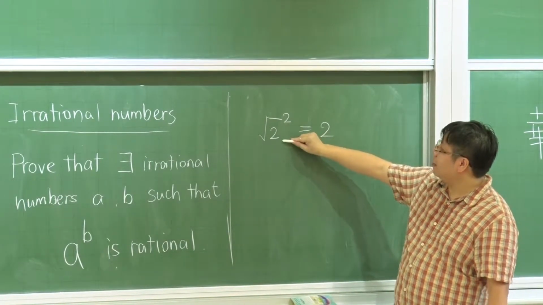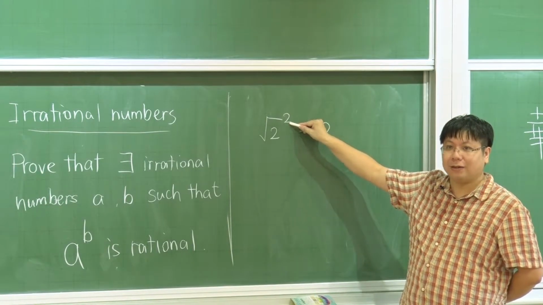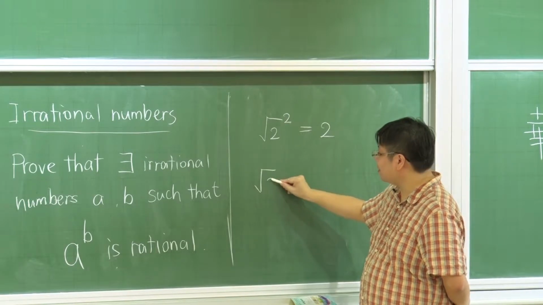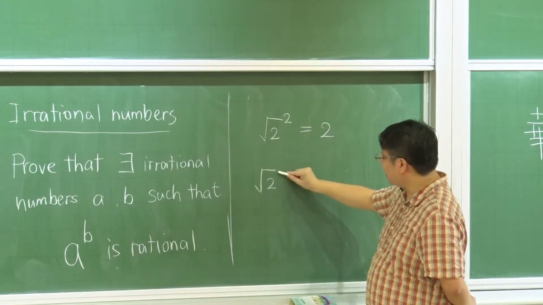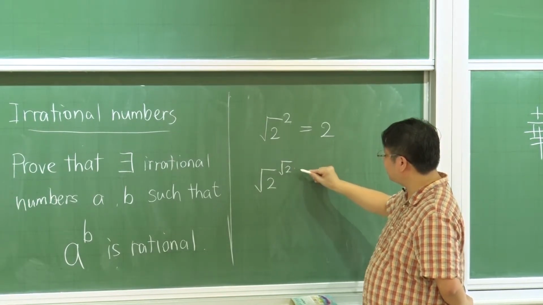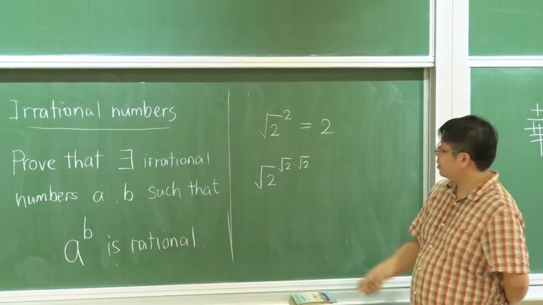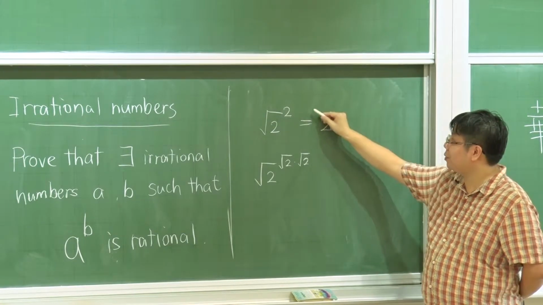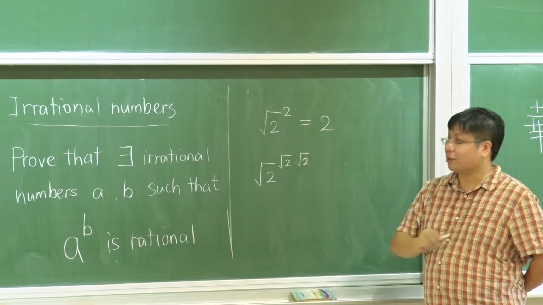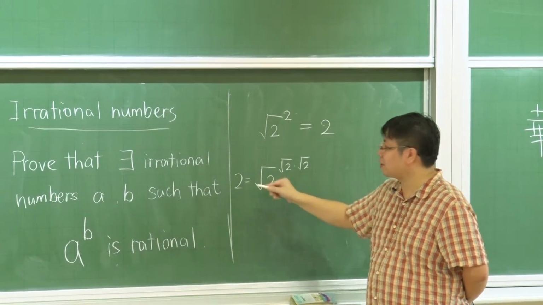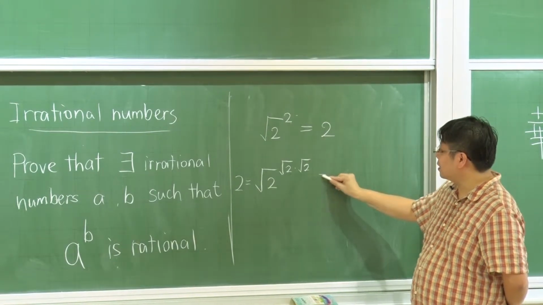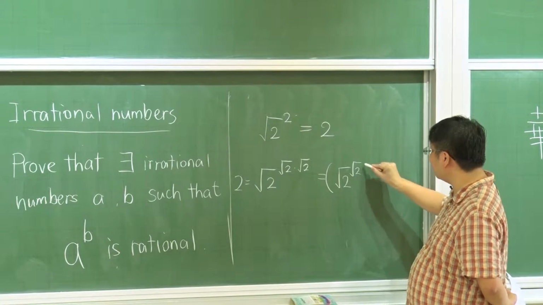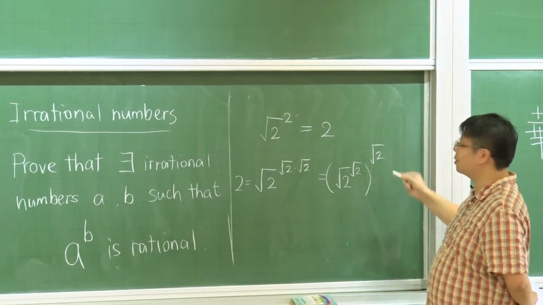Now, this is A, but this cannot be B. So what can we do? Let's do something strange. Let's look at square root 2 to the power of square root 2 times square root 2. So what is it? Square root 2 to the power of square root 2 times square root 2 is equal to square root 2 to the power 2, right? So this is equal to 2. So this is rational, right? And this is equal to what? This is equal to square root 2 to the power square root 2, this number, to the power square root 2.